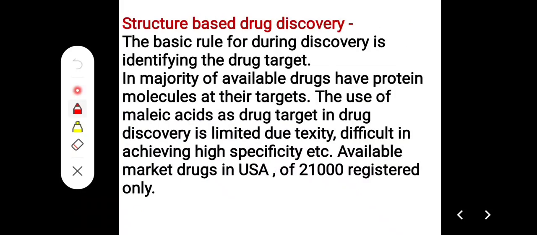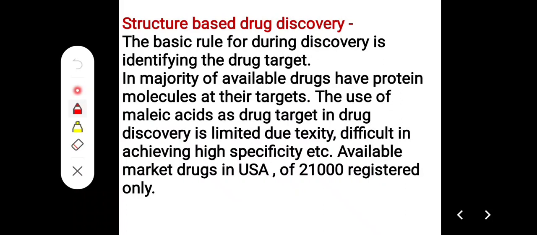Structure-based drug discovery. The basic rule for drug discovery is to identify the drug target. First, we have to identify the drug target, where the drug should have its effect, where the drug should react.